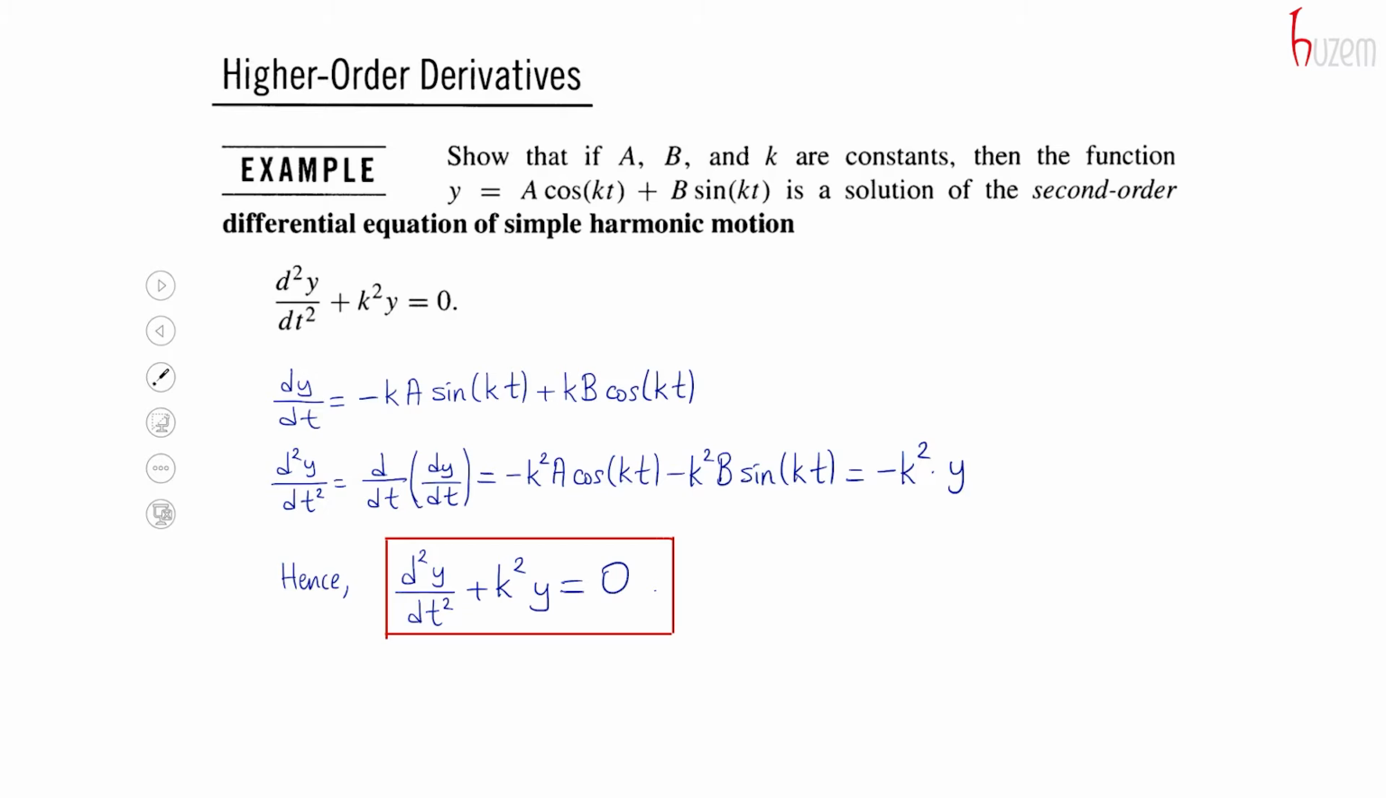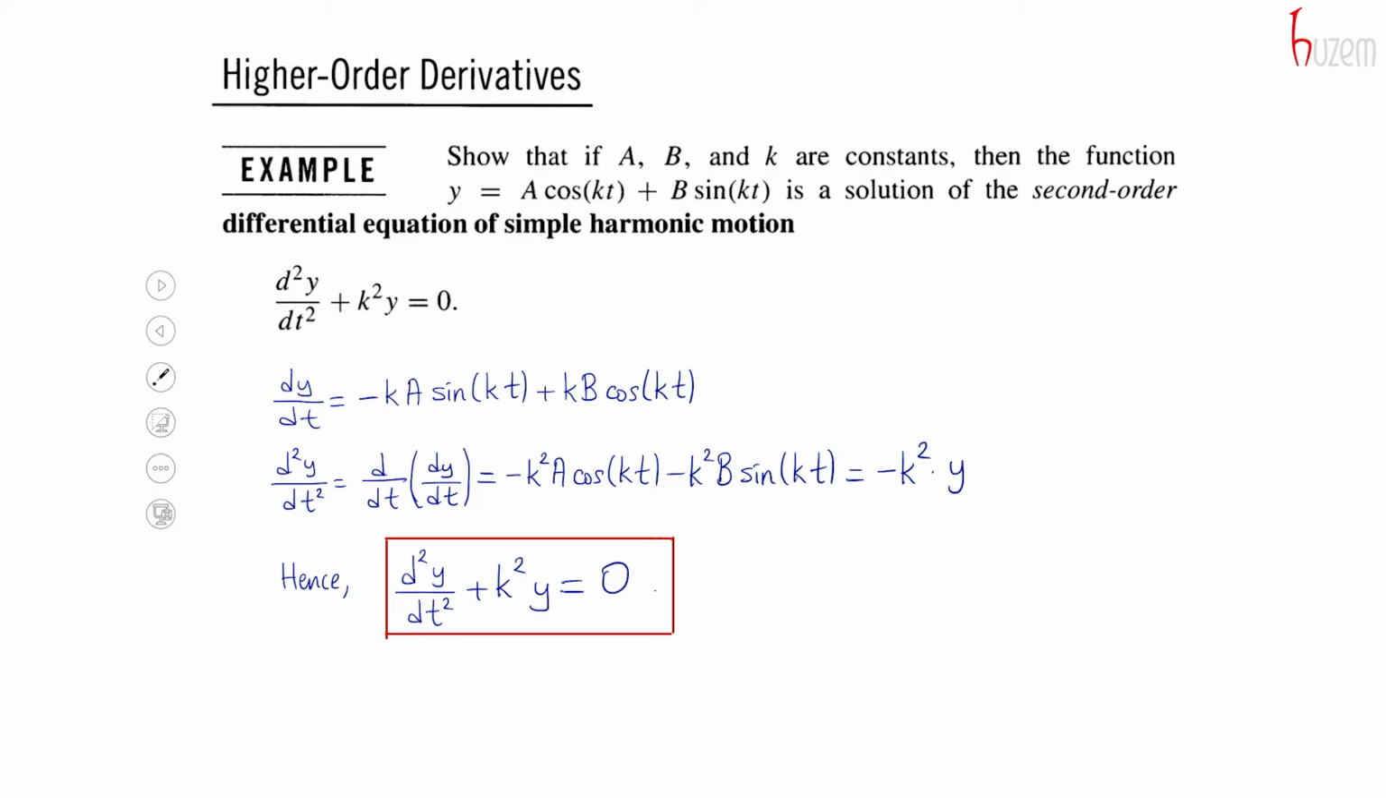Let's look at the second example in this regard. We are given a function y in terms of constants a, b, and k. So a, b, and k are constants, and y is given by a times cosine kt plus b times sine kt. Let's verify that this function is a solution of the second order differential equation given by the formula here. Let's verify this equation is satisfied for this y.